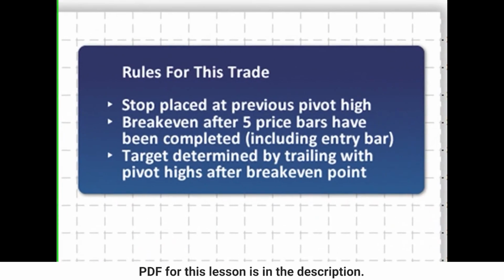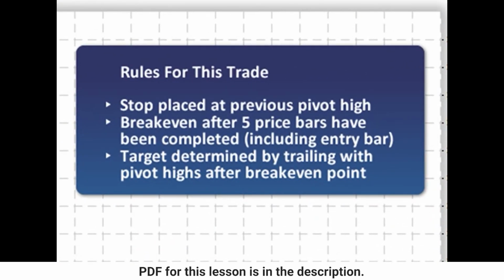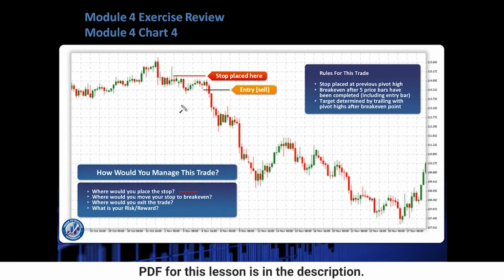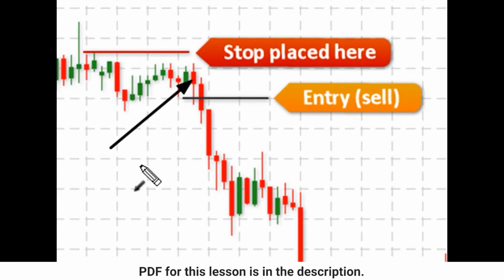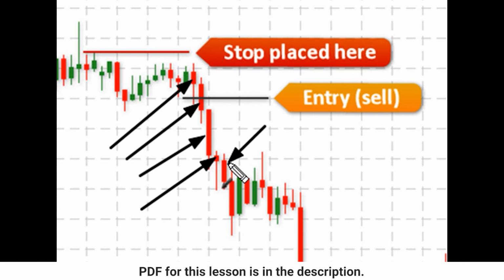The break even is after 5 price bars have completed, including the entry bar. So we have the entry bar, that's number 1. Because we're including the entry bar, the second bar, the third bar, the fourth bar, and the fifth bar. So after the fifth bar has completed, we would move our stop from the original place down to the entry price. So from the original down to the entry.